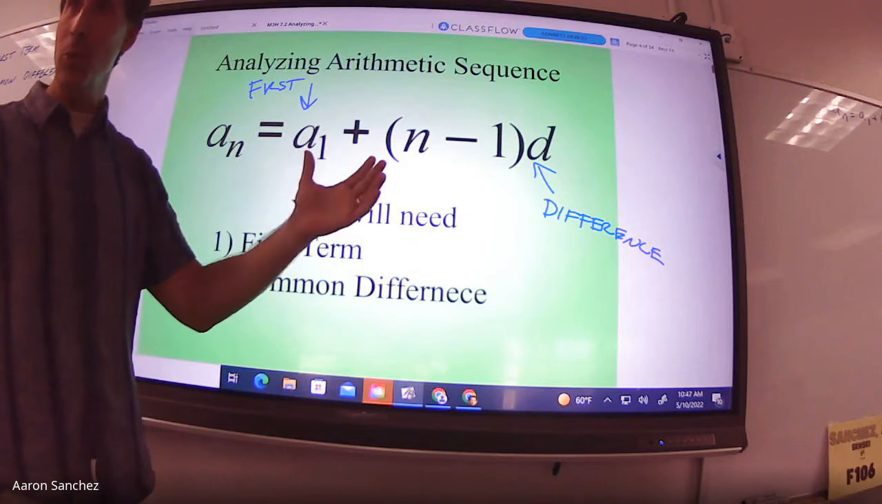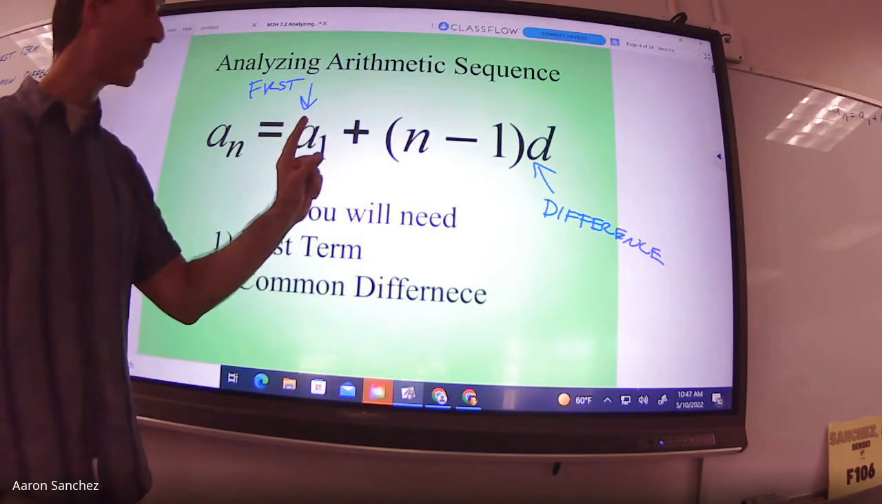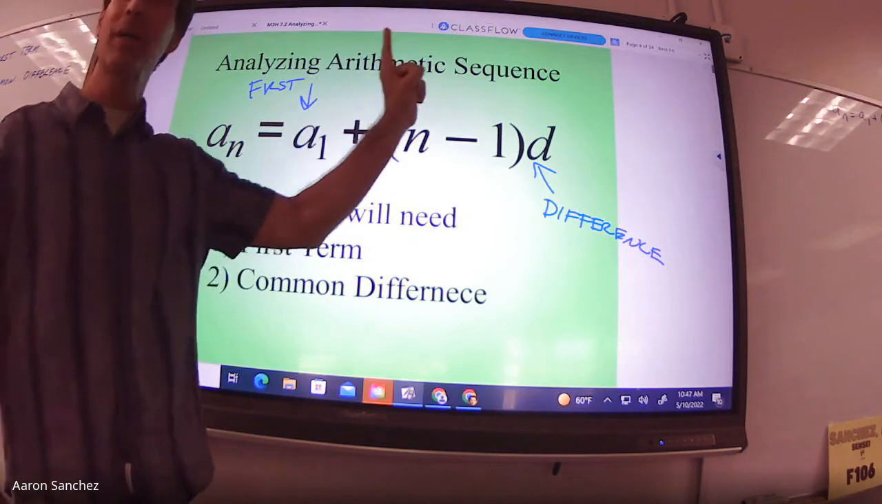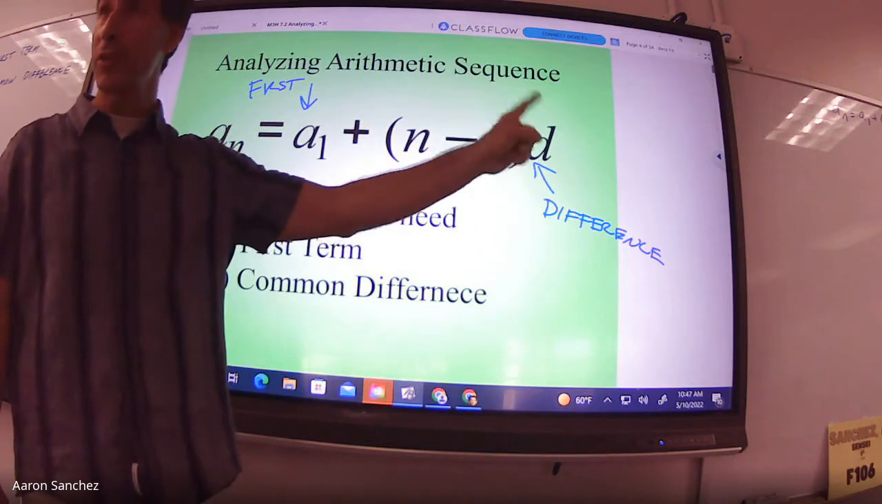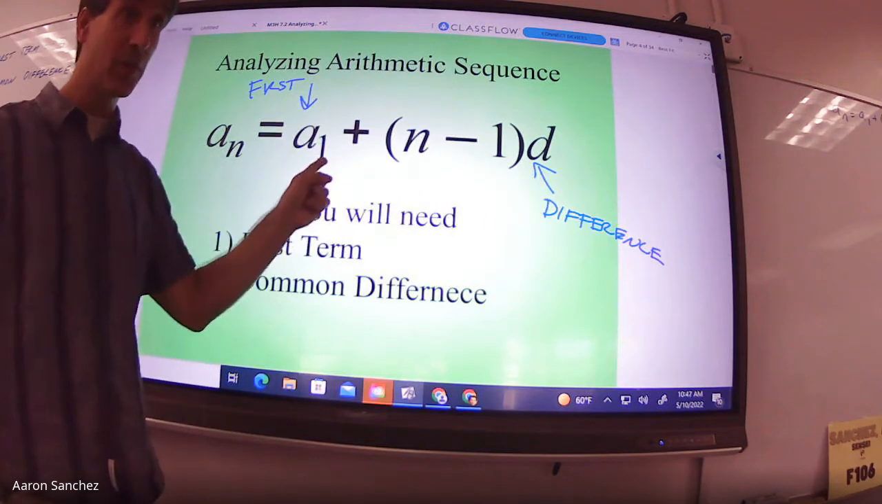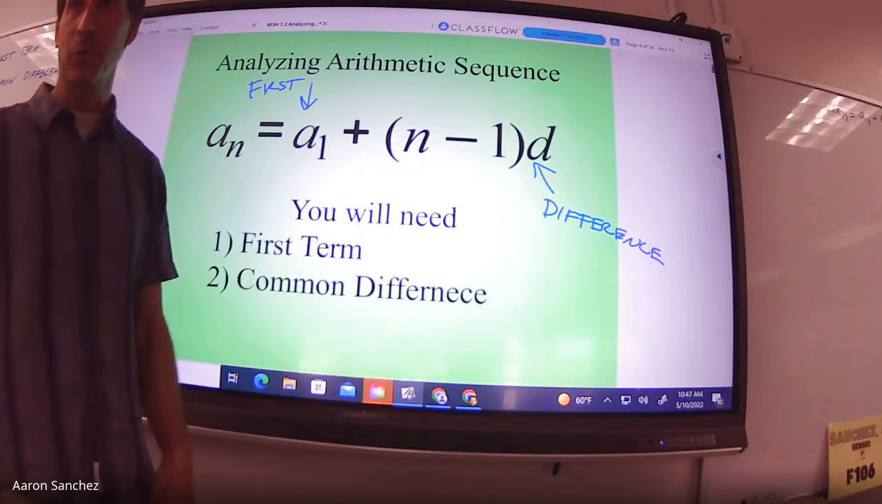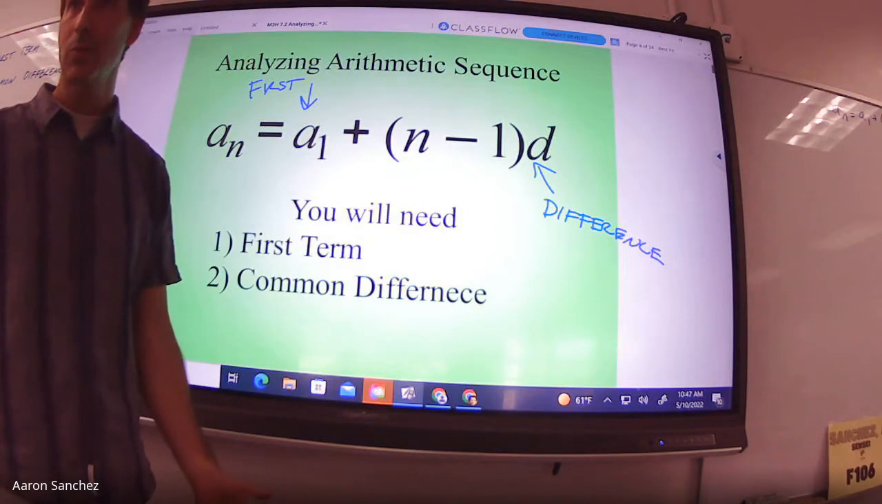And on the last one, I'm going to give you information, but I'm not going to give you the first term, and I'm not going to give you the common difference. You have to solve for the common difference, then you have to solve for the first term, then you have to figure out the rule. Okay? That's what's going on here.